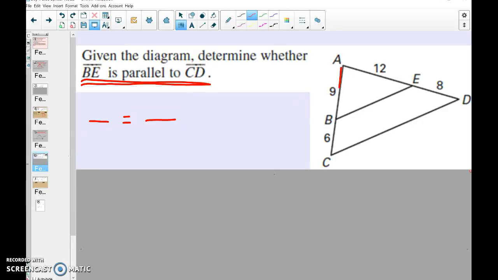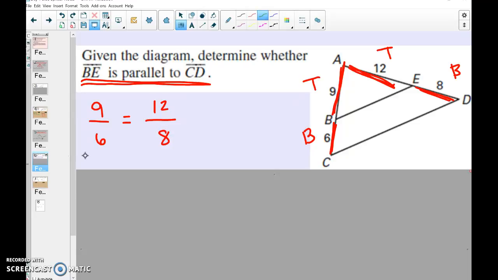Okay, so I'm going to set it up as top over bottom. And, oops, my line got a little crazy there. Top over bottom. So I'm going to do 9 over 6 equals 12 over 8.